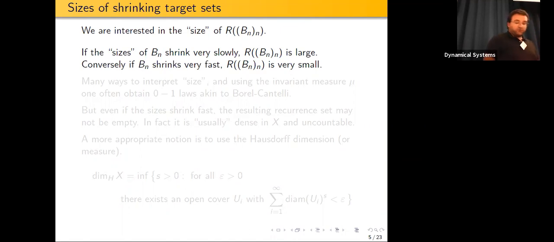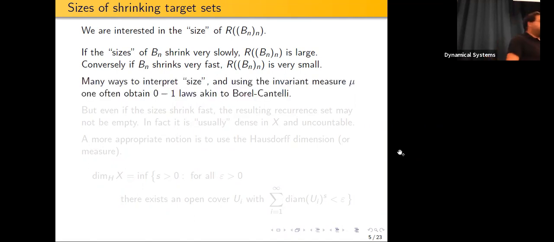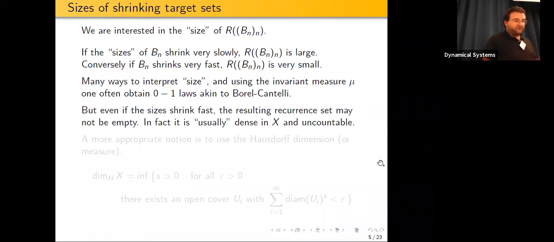So to make it a bit more formal, what do we mean by size? Well, you could think of the invariant measure and see what happens to this measure. And quite often you get these zero-one laws, like Borel-Cantelli type laws. But even if you have these very fast shrinking ones, these recurrent sets may also not be empty. Usually, and it's very hand-wavy here, they are dense in your phase space. So just looking at this as a topological thing, denseness you can get, it's uncountable. So from my perspective, I throw dimensions at it and see how big the set is in terms of dimension theory.